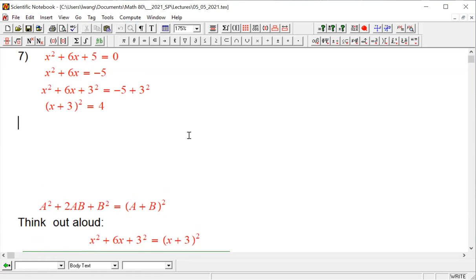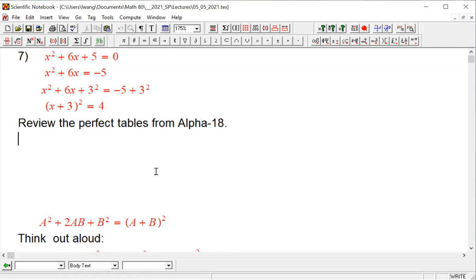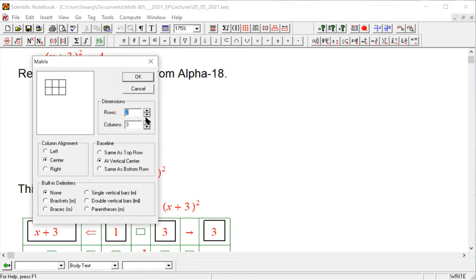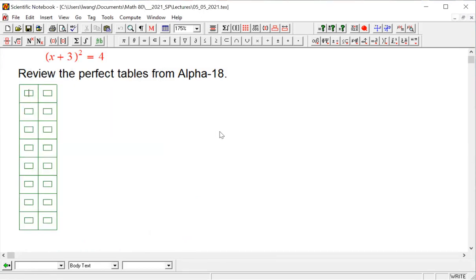I'm going to give you the perfect square table. Review the perfect square tables from alpha 18. I'm going to bring back those alpha perfect square tables, 2 columns, many rows.